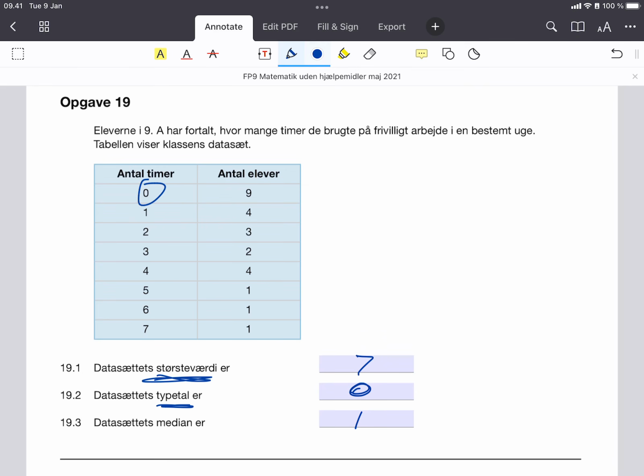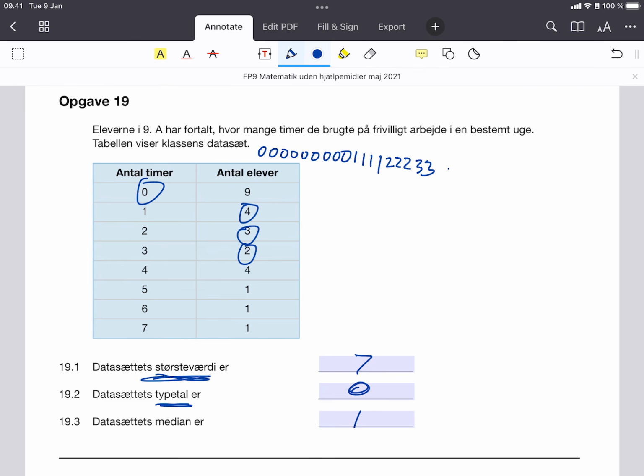So there were 9 pupils that did 0 hours. If you line all the pupils up, they're saying 0, 0, 0, 0, 0, 0, 0, 0, 0. Then there are 4 pupils who did 1 hour, so they're going 1, 1, 1, 1. 3 pupils that said 2 hours, so 2, 2, 2. 2 pupils that said 3 hours, so 3, 3. 4 that did 4, 4, 4, 4, 4. 1 that did 5, 1 that did 6, and 1 that did 7. So they're saying 5, 6, and 7.